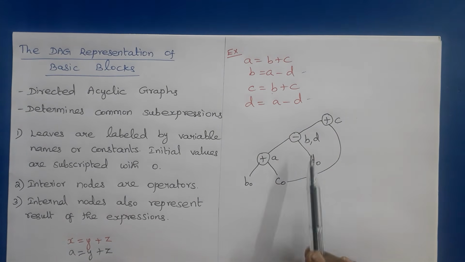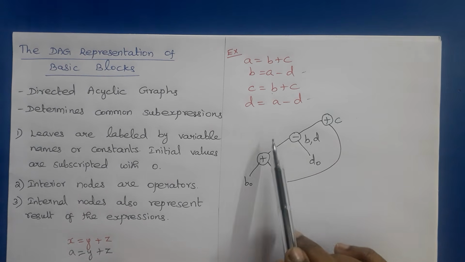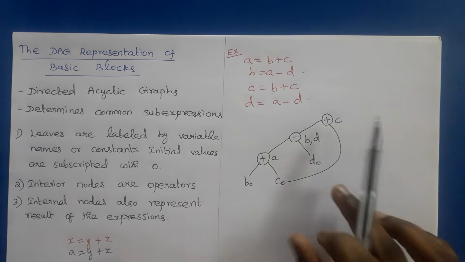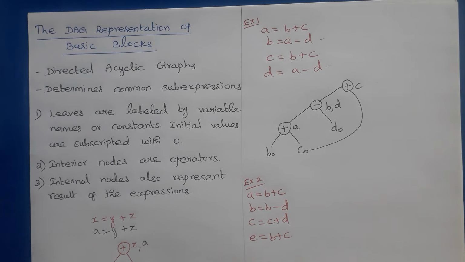The second and fourth expressions are common subexpressions. So that is identified, and we didn't create a new node for this. So this is the DAG for this corresponding example. We will see another example also. Now consider the second example.